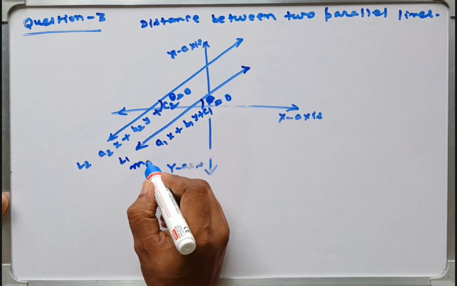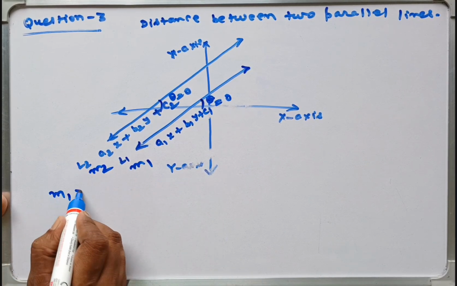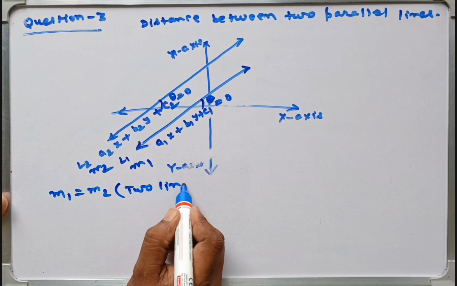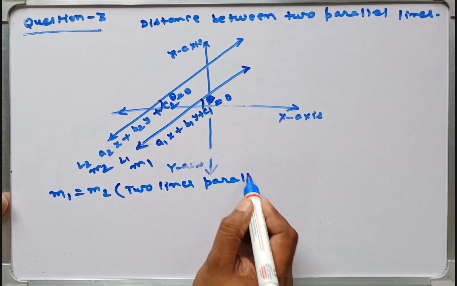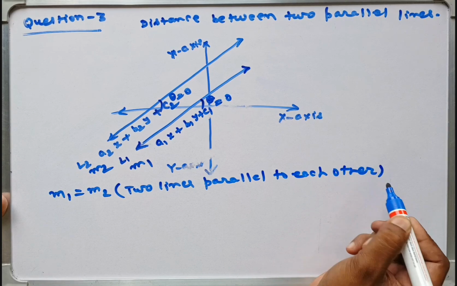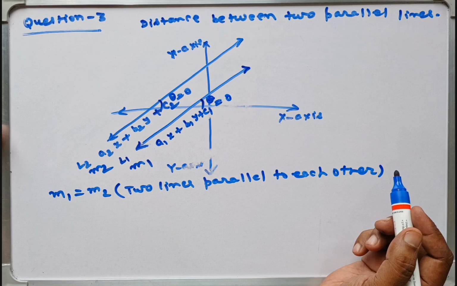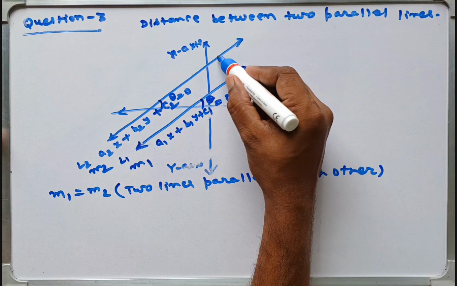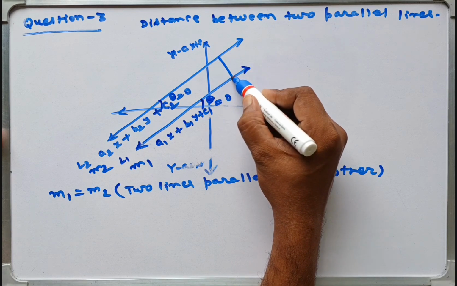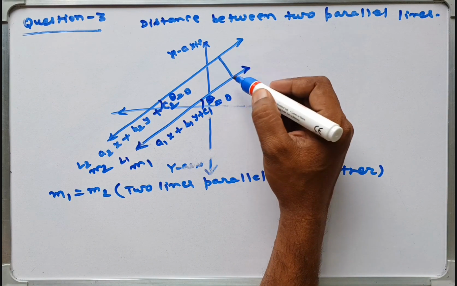Okay, if this one gradient is m1, this is m2, then m1 equals m2 for two lines parallel to each other. Now guys, when we're talking about a distance between two lines, then we're talking about a line which is perpendicular to these two lines, or the shortest distance between these two lines.